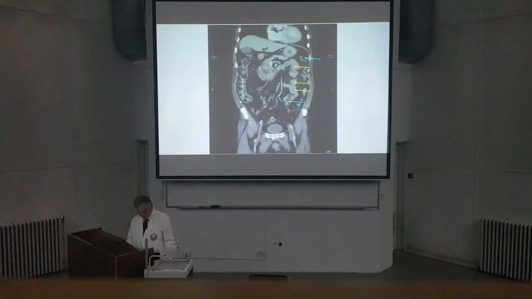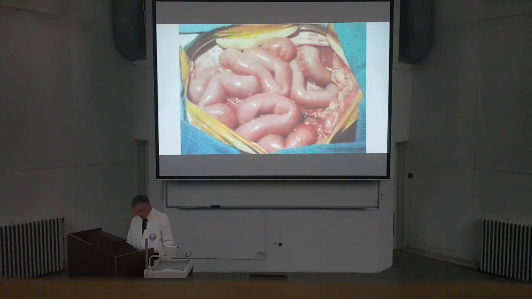Again, this is the ascending colon, where you can see it has a large lumen and multiple areas of gases. This is the liver, this is the gallbladder. This is the stomach. This is the liver. This is small or large intestine. This is small intestine.